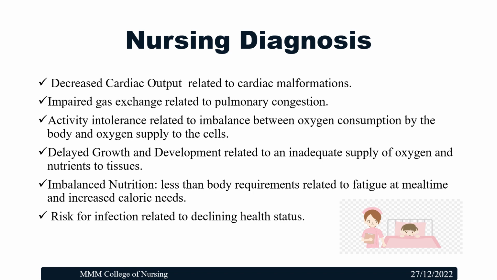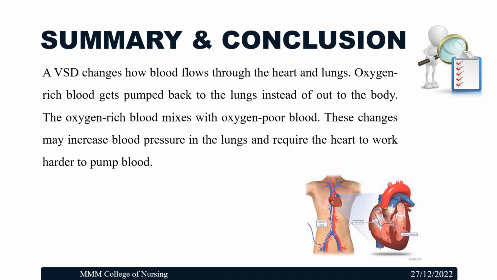A VSD changes how blood flows through the heart and the lungs. Oxygen-rich blood is pumped back to the lungs instead of to the body, so the oxygen-rich blood mixes with the oxygen-poor blood. These changes may increase the pressure in the lungs and require the heart to work harder to pump out. Because of this, right ventricular hypertrophy is seen. This is the major change happening in the heart, which can be resolved with medical as well as surgical management.